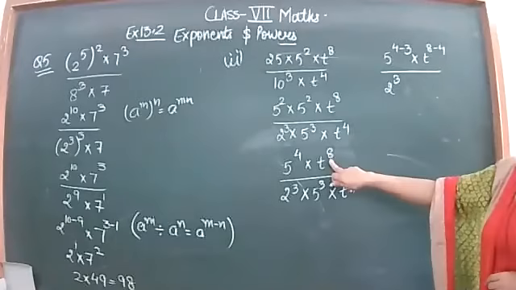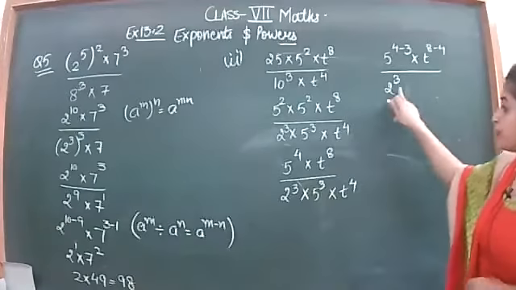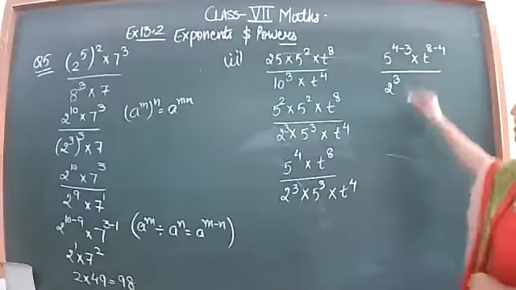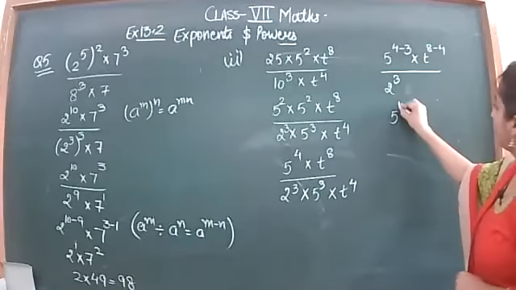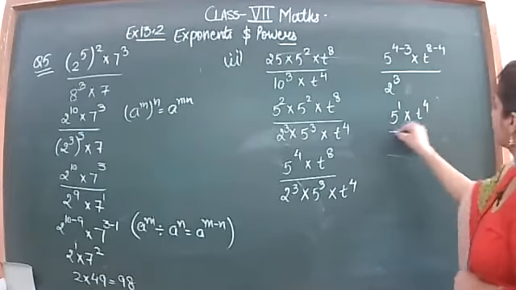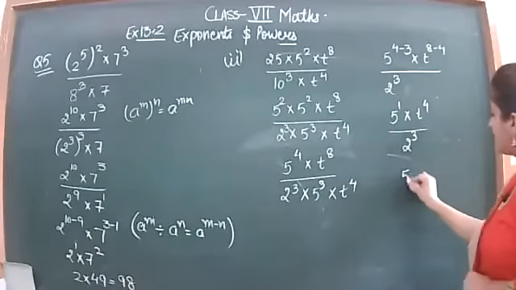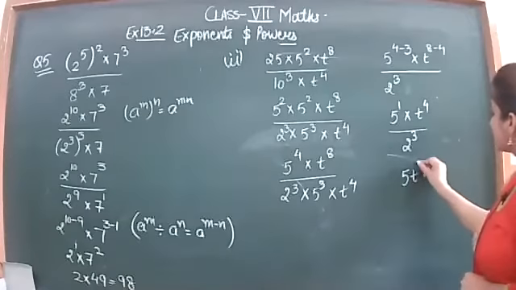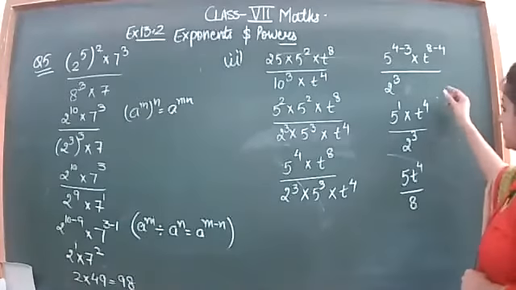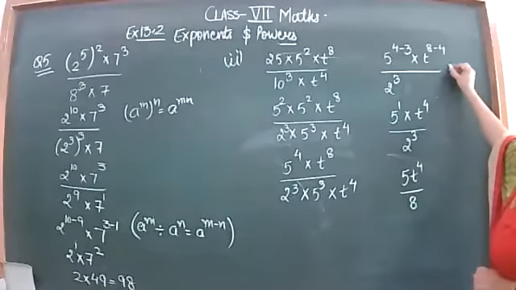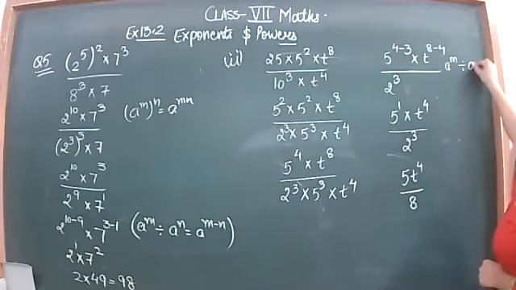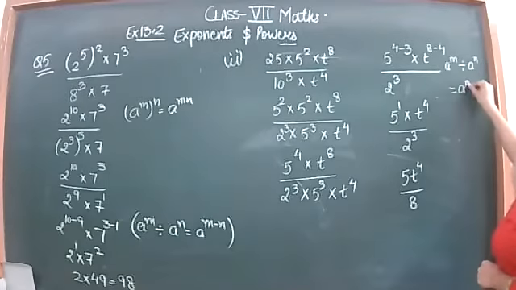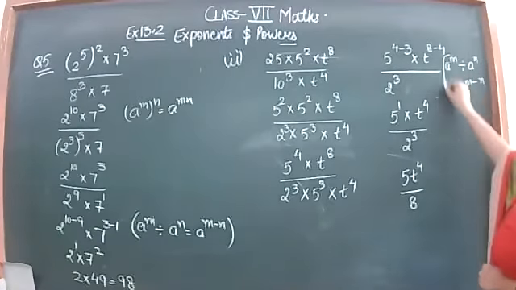This t we have taken in the numerator. 2 cube is already there. This 5 we have taken. 1 into t raised to power 4, 2 cube 5 t raised to power 4 in the denominator. We have used the law a raised to power m divided by a raised to power n is a raised to power m minus n.